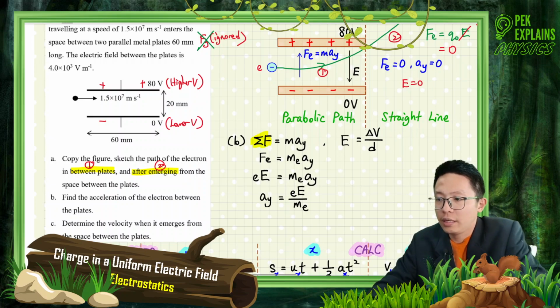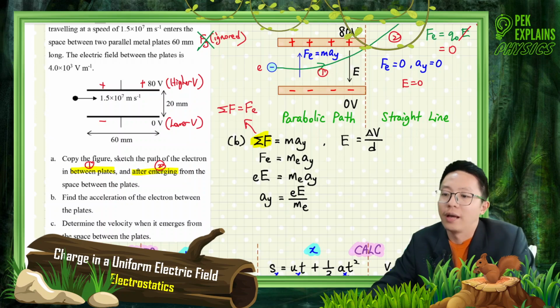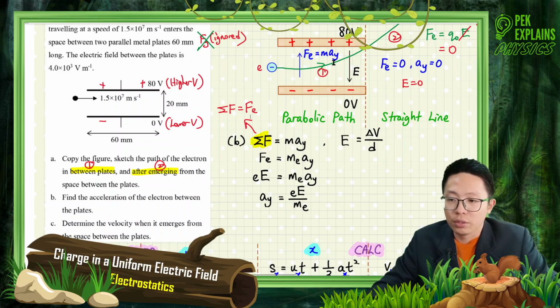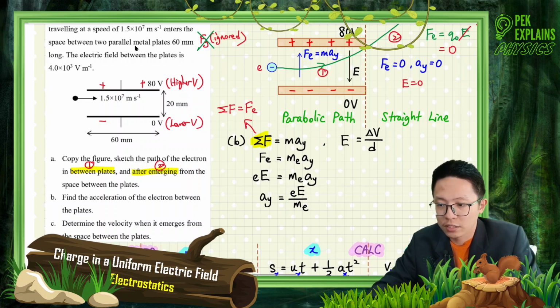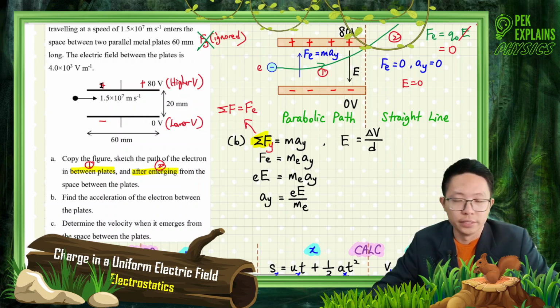So the resultant force, in between the plate, total force equals Fe. You see that? In between the plate, the electric force acts on the electron. So you have a resultant force. When you have a resultant force, you have acceleration. But this force is only in the y component. That's why it only affects the y acceleration.